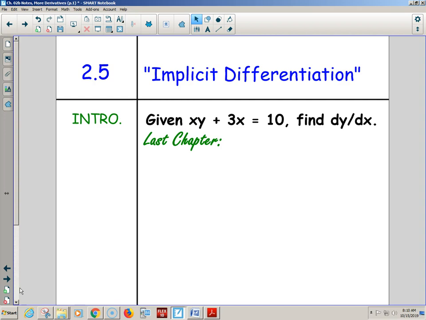So if you were doing this in the last part of the chapter, because technically we're still in the same chapter, before section 2.5, you'd say, it's weird, but I guess you could say that y is equal to, what'd you guys get? Negative 3x plus 10 over x. I mean, you could do it that way. Or that way.